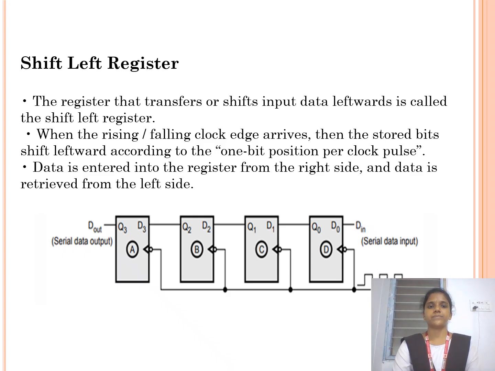Shift left register. The register that shifts input data leftwards is called the shift left register. When the rising or falling clock edge arrives, the stored bits shift leftward by 1 bit position per clock pulse. Data is entered into the register from the right side, and data is retrieved from the left side.